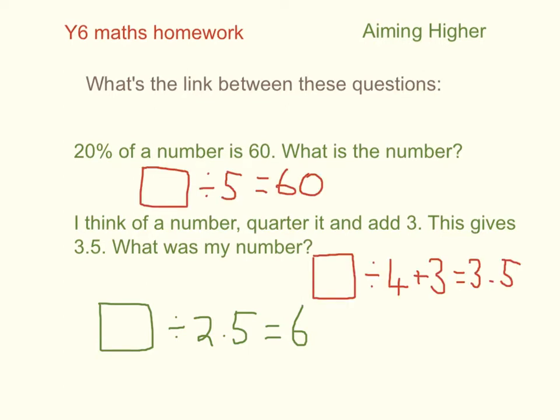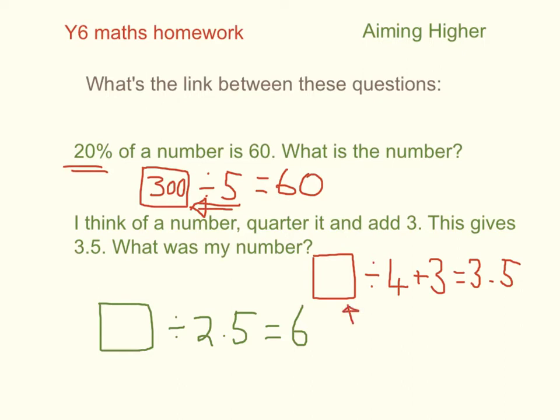Now, of course, the thing that these questions all have in common is they're all actually about doing the inverse, finding the original number by reversing calculations. If you have a look at the first one, 20% of a number is 60. Well, to find 20%, I would need to divide by 5 to get to 60. So to undo that, I'll need to multiply by 5 to go the other way, and of course that will get me 300.